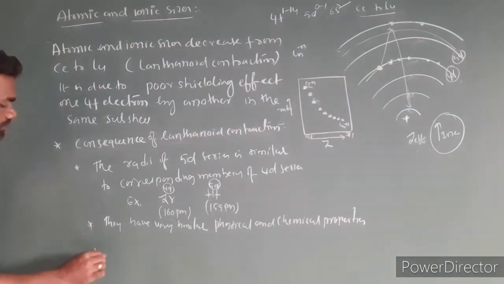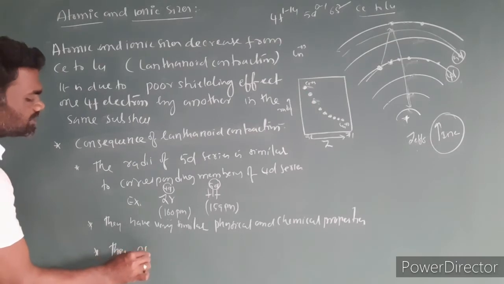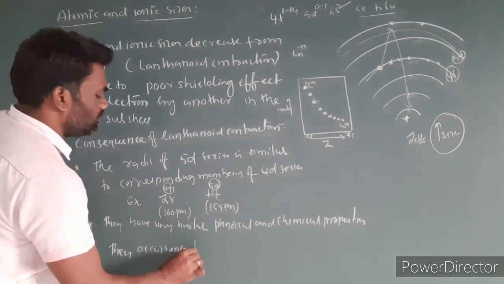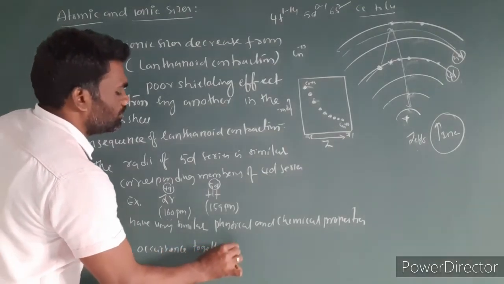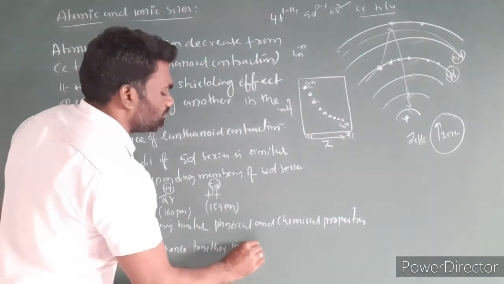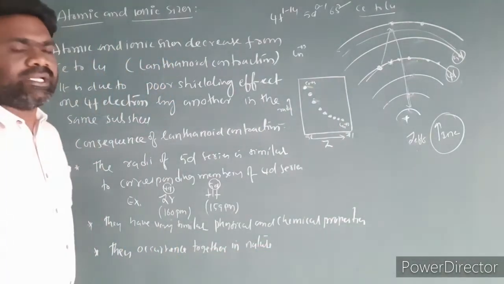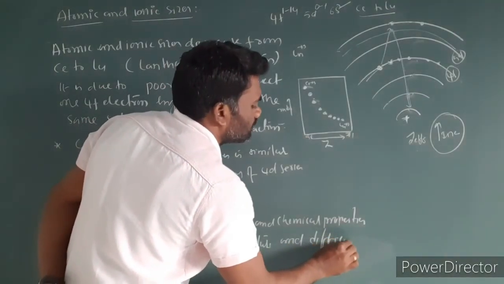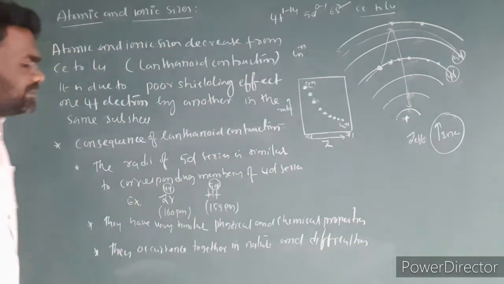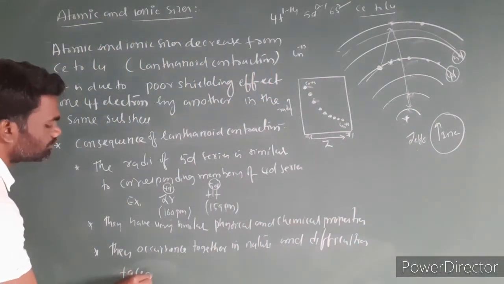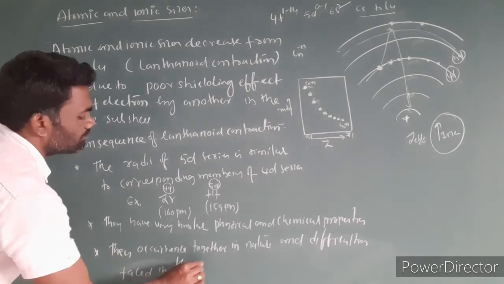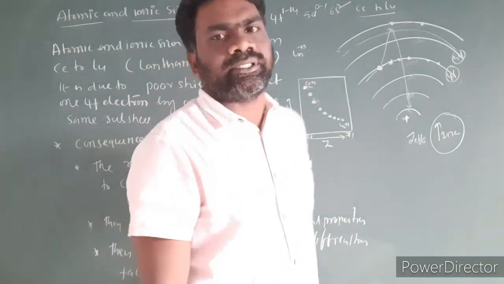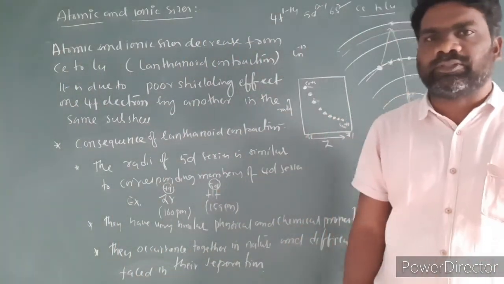Next, the occurrence: they occur together in nature, and difficulties are faced in their separation. These are some consequences of lanthanide contraction.